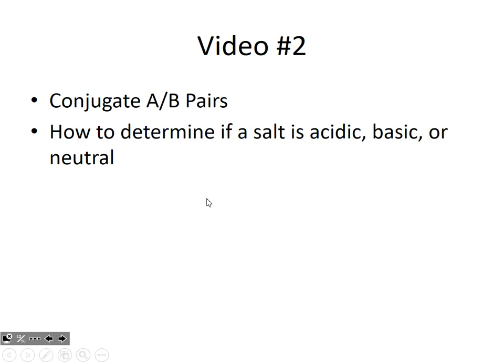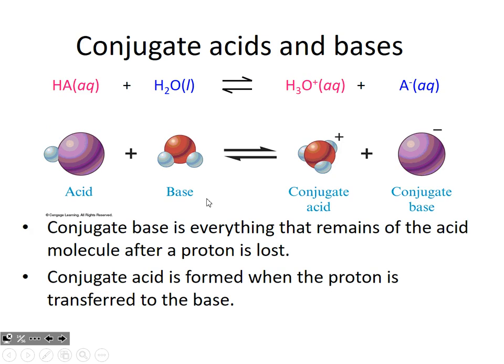Because yes, we can have acidic salts, even though they might not look to be acidic from just a first glance. And yes, we can have basic salts, or they can be neutral, and we've got to figure out how we know that. So first up is conjugate acids and bases. This is a really important definition. We're going to be using this concept not only this unit, but the next unit as well.